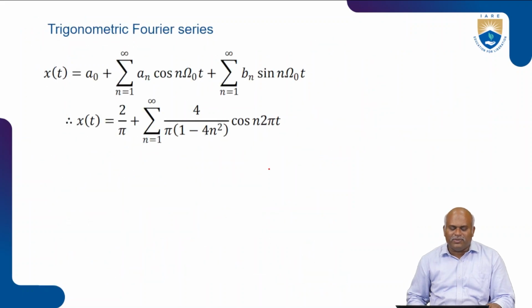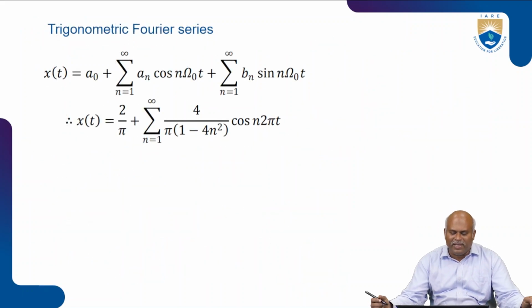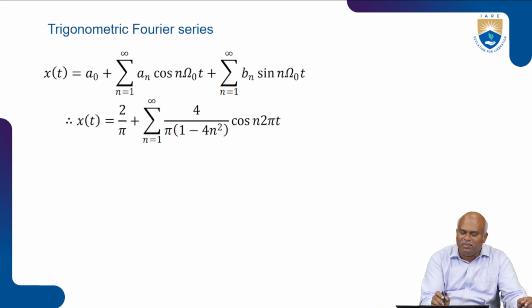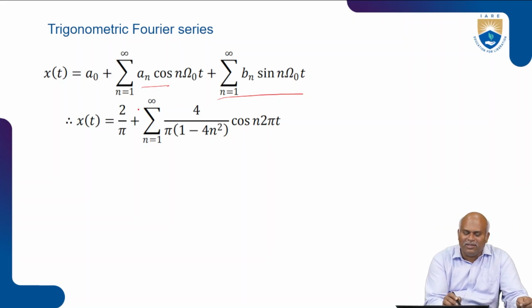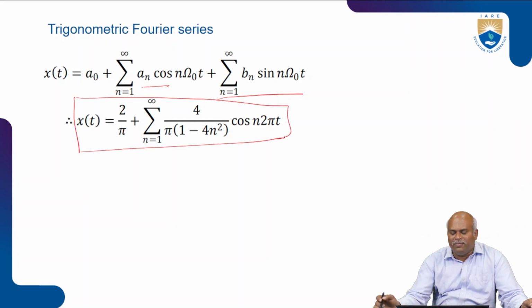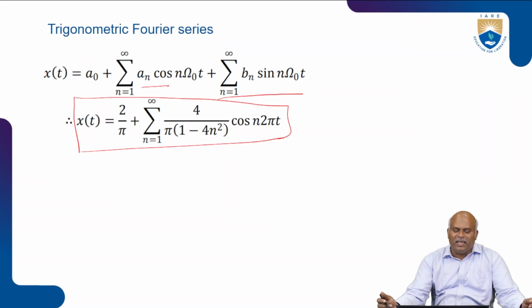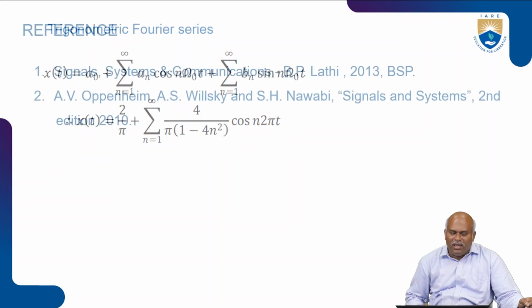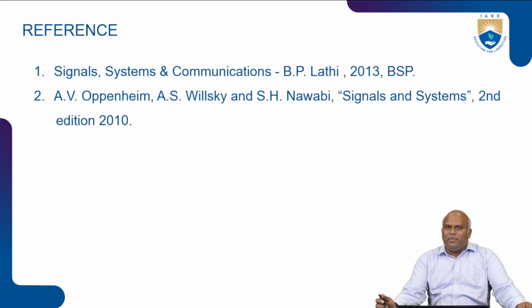Then we substitute a0 as well as an and b of n. The b of n terms are 0, so only these terms are there. The a of n we know is 4 by pi times 1 minus 4 n square. a0 is equal to 2 by pi. Then finally we got the equation for the full wave rectifier as x of t equal to 2 by pi plus summation of n equal to 1 to infinity 4 divided by pi times 1 minus 4 n square, cos n 2 pi t.